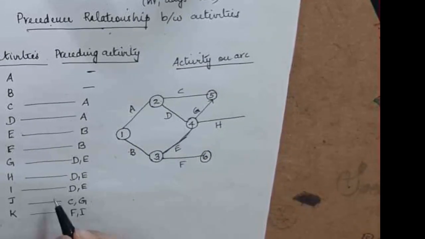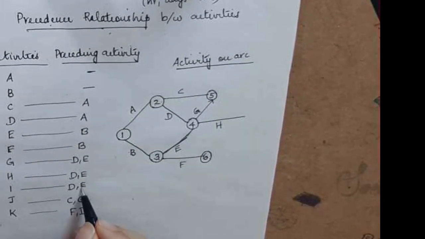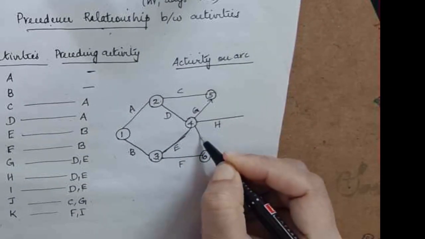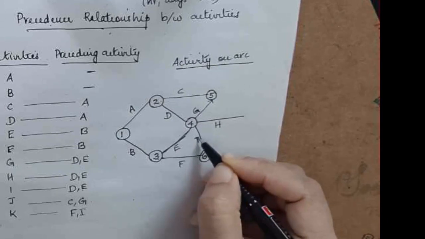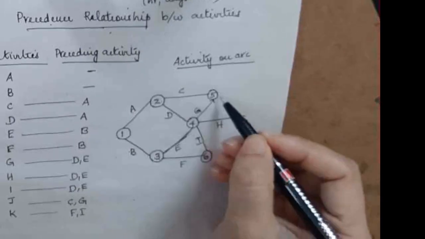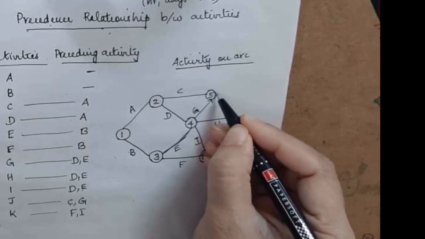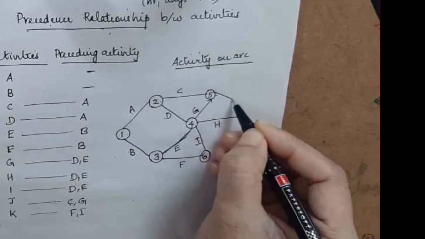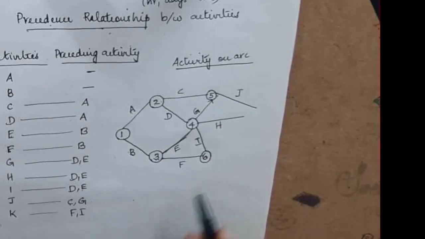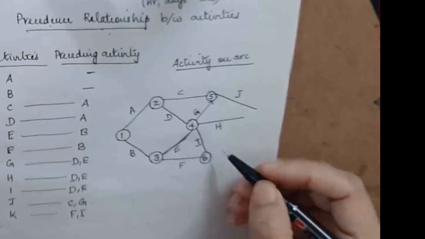Then I can start where D and E finishes. Let I be here. We will do it here. Okay. We'll see how it works. I finishes here. Now J starts where C and G finishes. C and G finishes here. So we are going to do J. F and I finishes here, so K starts here.